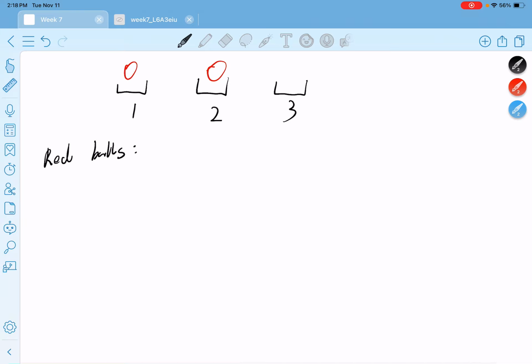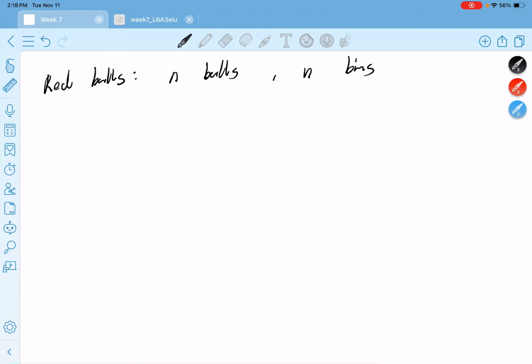So right now the problem is simpler. We have n balls and n beans. Right now it becomes a really classic balls and beans problem, right? So how to solve it?